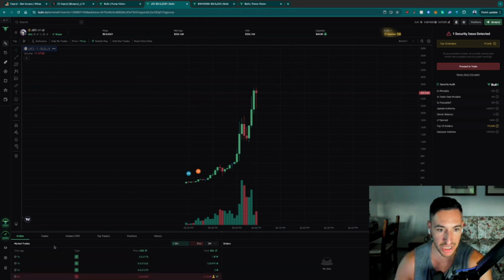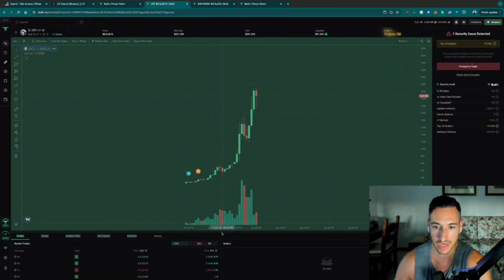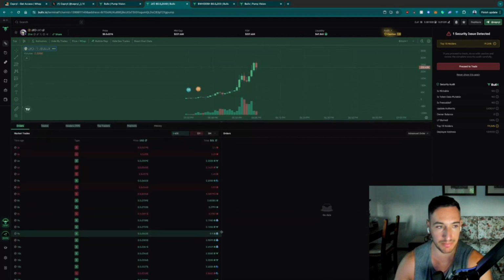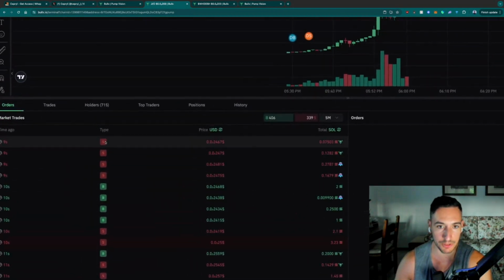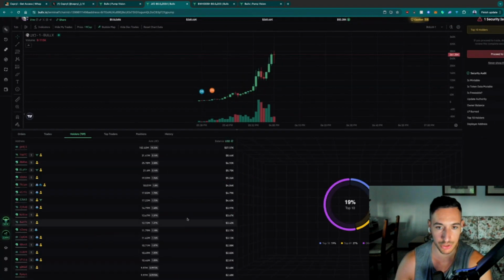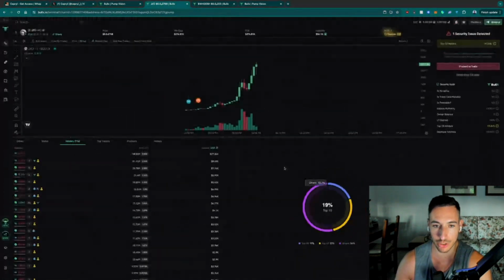Okay, so down here, you can see all of the orders that are being generated. You can drag this a little up or down, so you're able to see more of the market trades. Obviously, this is a sell and this is a buy. You can see the holders, which is very interesting to see. You can see the top 10, the top 49, and then the other wallet allocations.